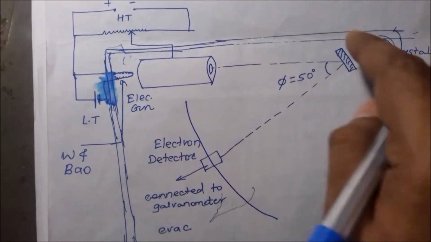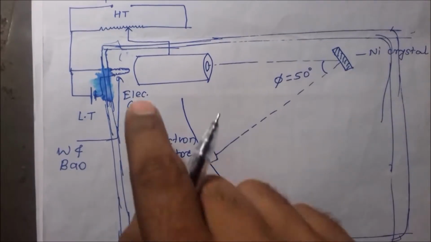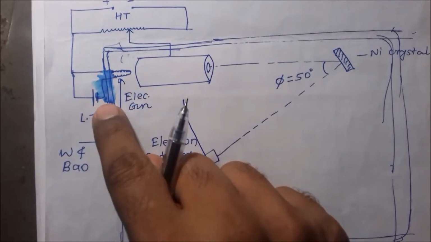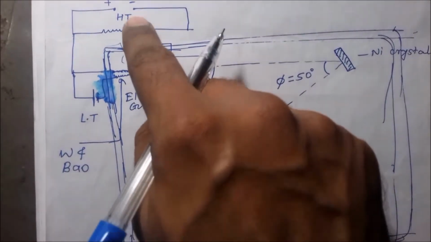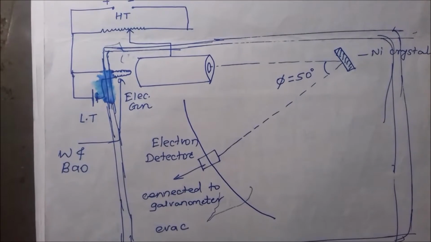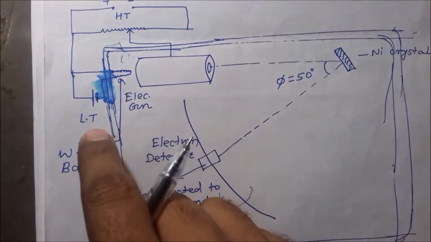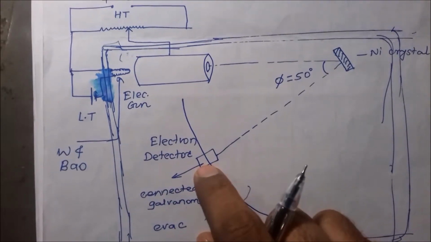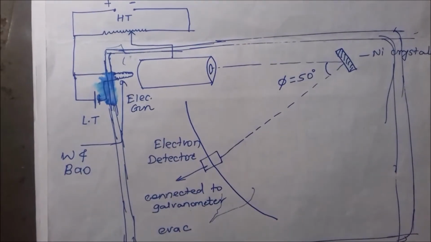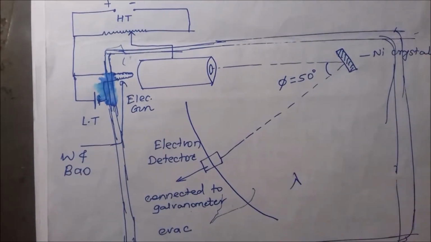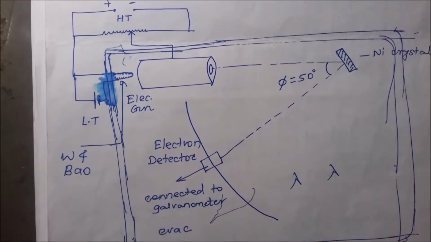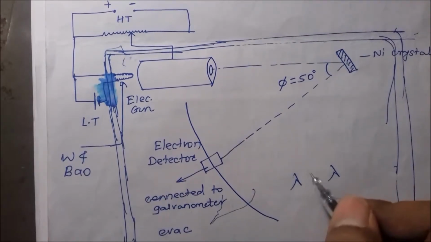This entire chamber is evacuated. This is tungsten metal coated with barium oxide. This is low tension battery. This is high tension battery. High tension accelerates electron, and low tension emits electrons. So electrons which are detected by detector, their lambda is calculated by using de Broglie principle, and their lambda is calculated by using diffraction principle, and both lambdas are same.